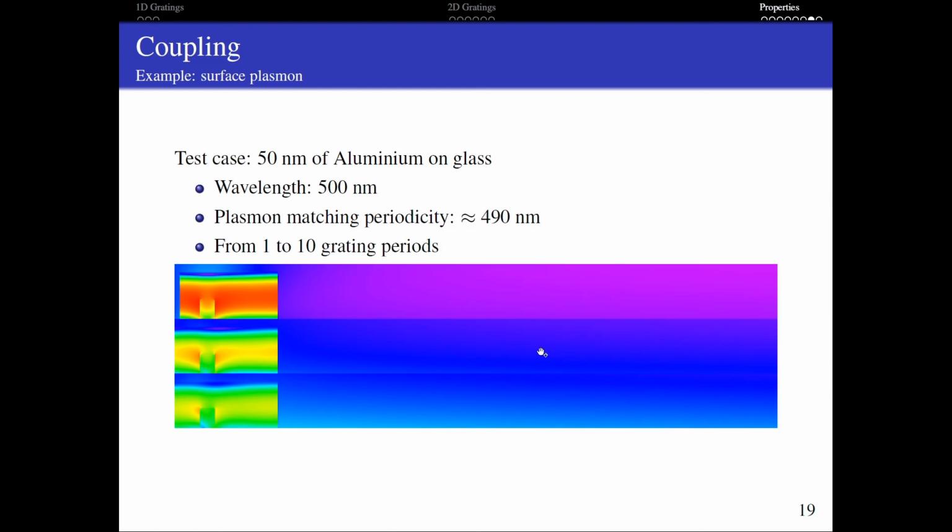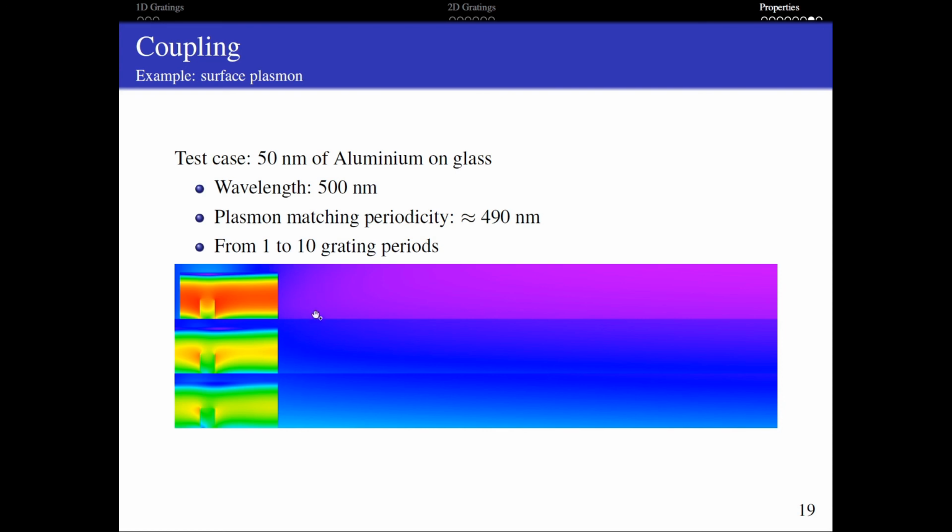In the same way, we can look at plasmons, for instance. In this case, I've taken 50 nanometers of aluminum on top of glass, so it's going to be opaque, light is not going to go through the aluminum. If we look at a wavelength of 500 nanometers, when you compute the wavelength of the plasmon for this case, that is 50 nanometers of aluminum, you see that you need to have a matching periodicity of 490 nanometers, and this is what I've represented here.